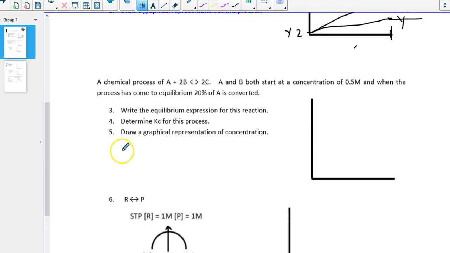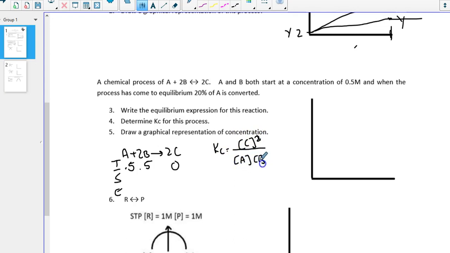So we have, spread the ICE table out. I have A plus 2B yields 2C. Initial stoichiometric ratio n: I got 0.5 of this, 0.5 of this, and none of this. What's the expression? Okay, so it's Kc equals the concentration of C squared over the concentration of A times the concentration of B squared.